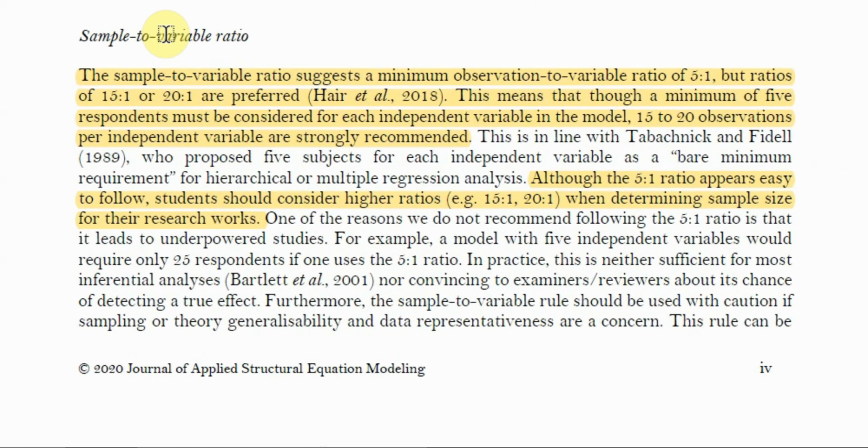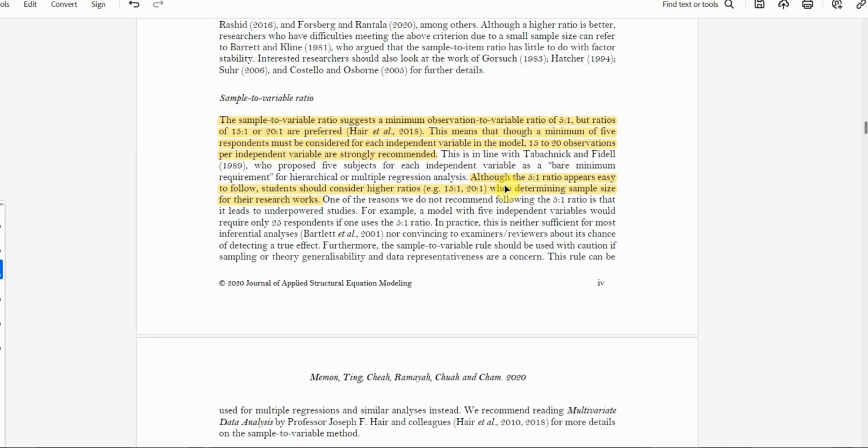Now, sample to variable ratio. The sample to variable ratio suggests a minimum observation to variable ratio of 5:1, but ratios of 15:1 and 20:1 are preferred because 5:1 is too low. This means a minimum of 5 respondents must be considered for each independent variable in the model. So let's say you've got 2 independent variables, then obviously you need a sample size of 10. But obviously 15 to 20 observations per independent variable are strongly recommended.